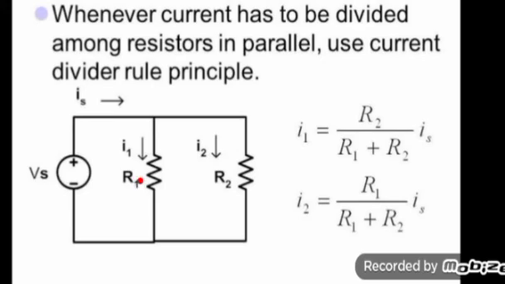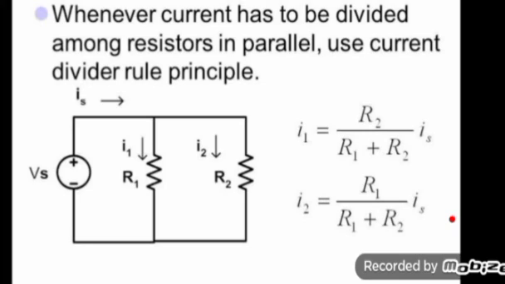So what will be the value of I1 and what will be the value of I2 if Is is the total incoming current and R1, R2 are the respective values of the resistances? If you find the value of current I1, I1 will be equivalent to R2 upon R1 plus R2 multiplied by the total incoming current Is. Similarly, you can find the value of I2: I2 will be equivalent to R1 upon R1 plus R2 multiplied by the total incoming current Is.